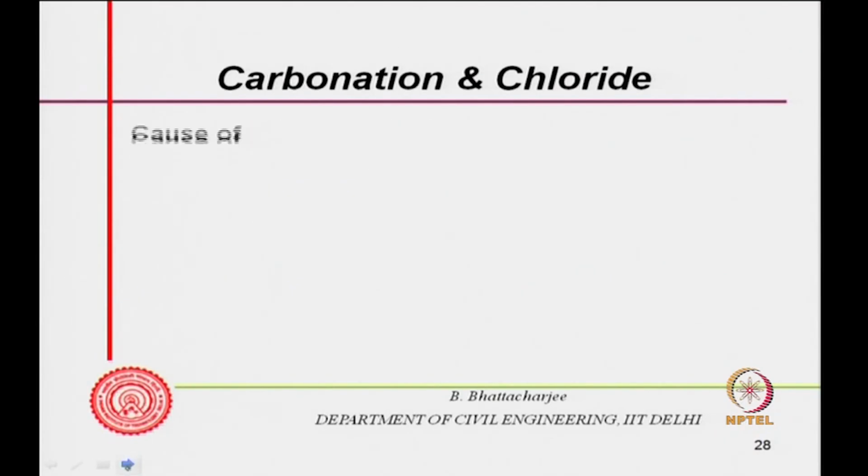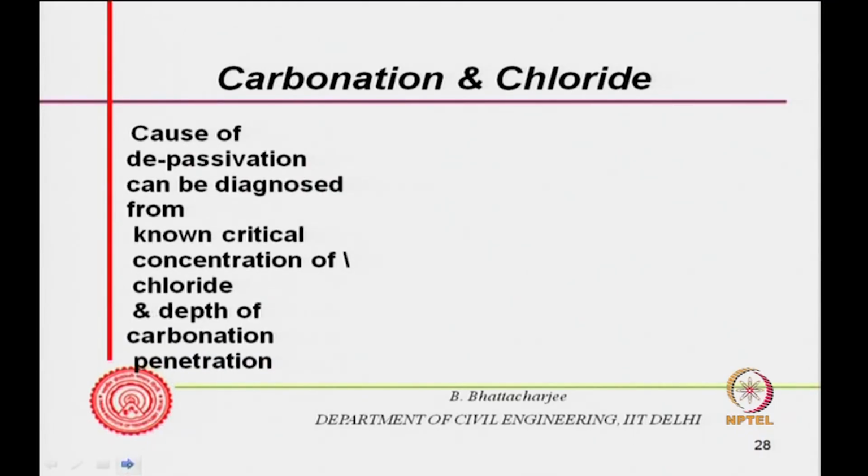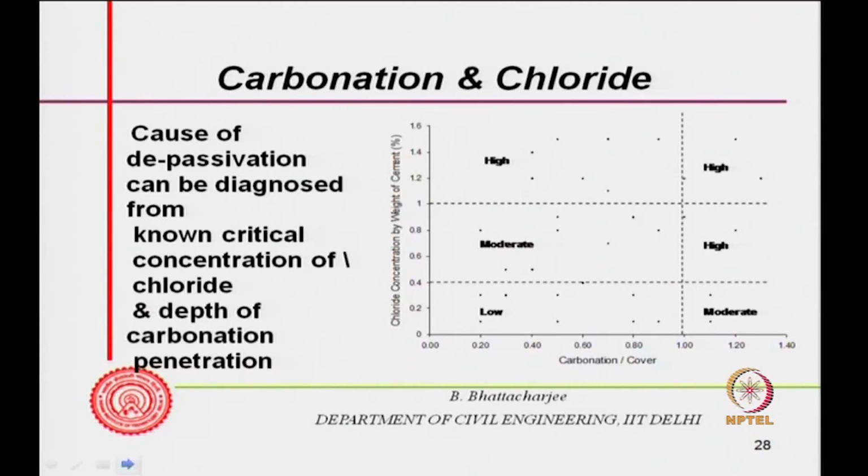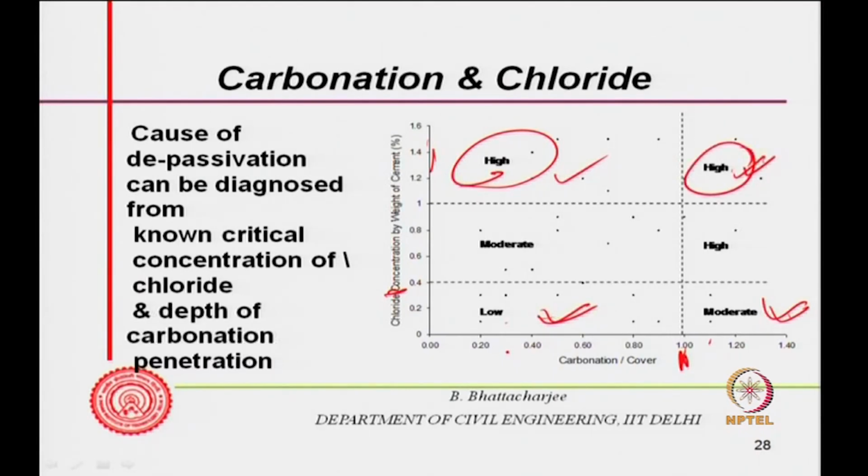Quickly, we can look into the cause of depassivation, which can be diagnosed from chloride concentration. If you have both chloride and carbonation, some diagrams are available. For example, if the carbonation depth to cover depth ratio is 1, the risk is relatively low, but if it is more than 1, that is carbonation only, chloride is relatively less. Here both chloride and carbonation are less, but chloride is high, risk of corrosion is high. Here both carbonation and chloride are high, risk of corrosion is high. So, chloride risk is high; with both carbonation and chloride present, or only carbonation and no chloride, and it has not reached the cover depth, risk of corrosion is low.